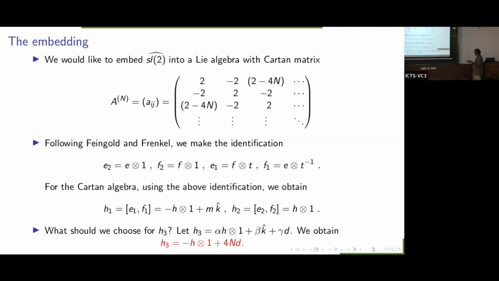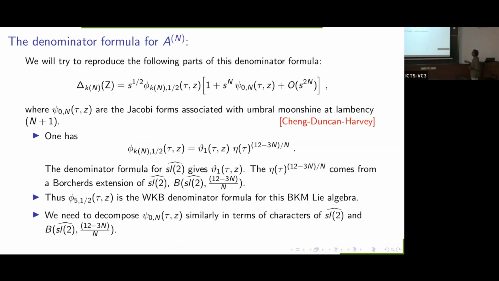Okay, so I'll skip this. I will take probably 5 more minutes. Is that okay? 5, I think. Because these are examples we can see in some detail. So this is the denominator of the Borcherds extension of SL2. So this is the first non-trivial term. Of course, there are higher order terms. So this we already know.